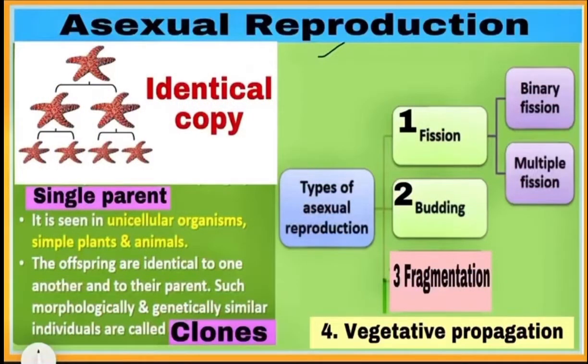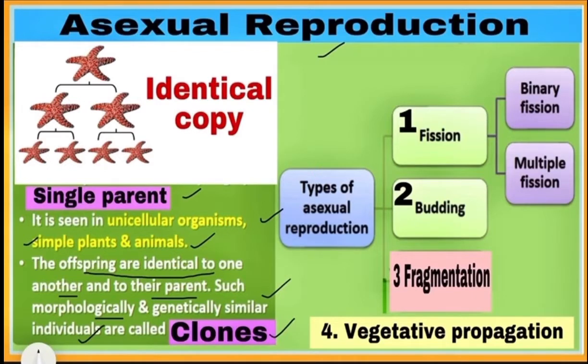It is a reproduction in which a single parent participates in the process of reproduction. It is seen in unicellular organisms, some simple plants and animals. The offsprings are identical to one another and to their parent. Such morphologically and genetically similar individuals are called clones.